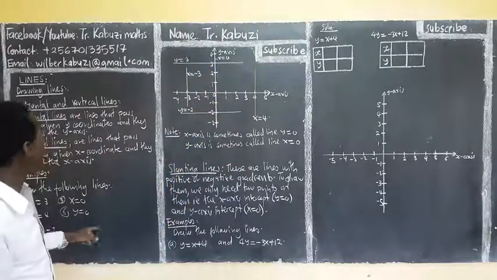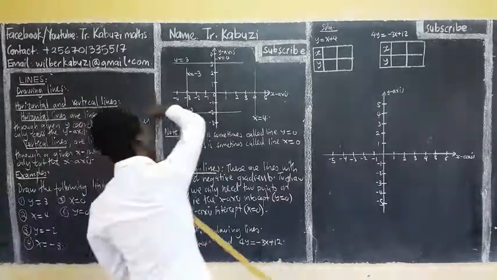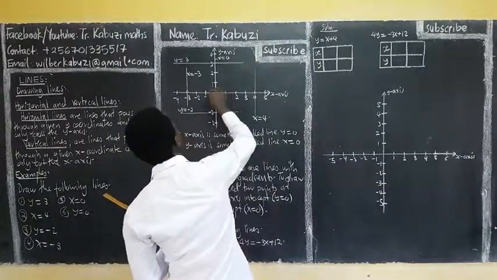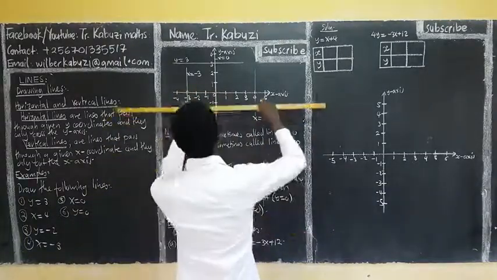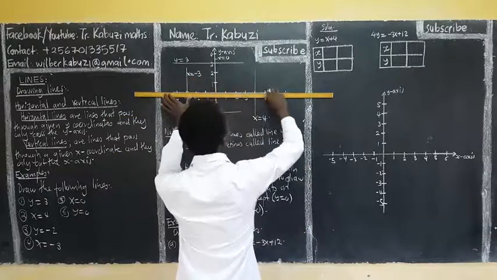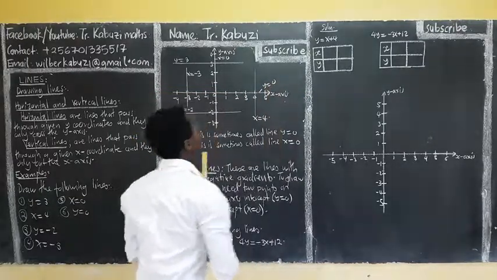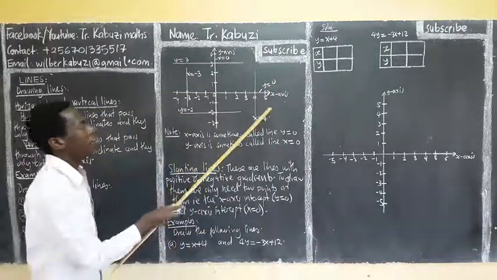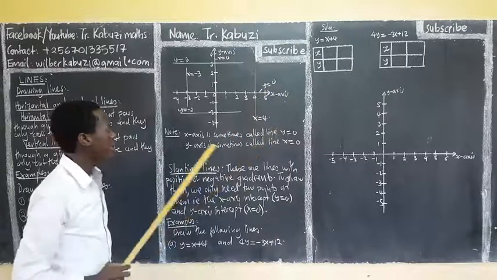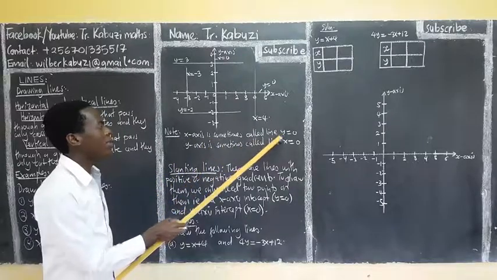Then y equal to 0 means it cuts the y-axis. Now it cuts the y-axis, but passing through 0. So this is my 0. A line that cuts it is going to be there, like this. Then I draw my line like this. So this is the line, y is equal to 0. If they don't call it the x-axis, they are going to call it the line y is equal to 0. Those are the reasons. So this is the note: the x-axis is sometimes called the line y is equal to 0.